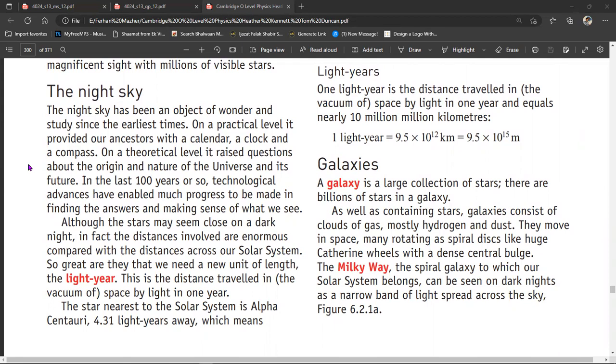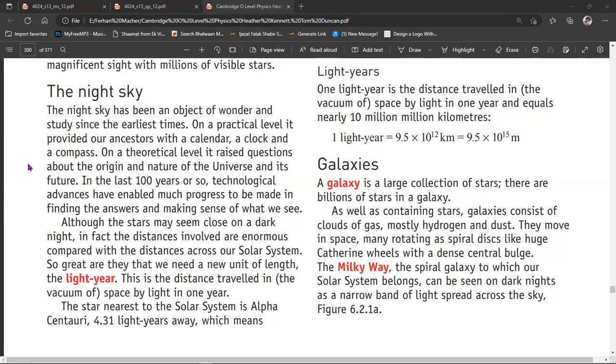Although the stars may seem close on a dark night, in fact, the distances involved are enormous compared with the distances across our solar system. So great are they that we need a new unit of length, the light year. This is the distance traveled in the vacuum of space by light in 1 year.